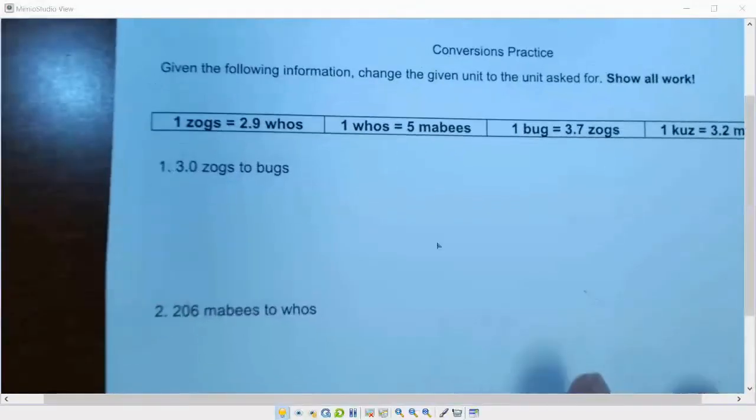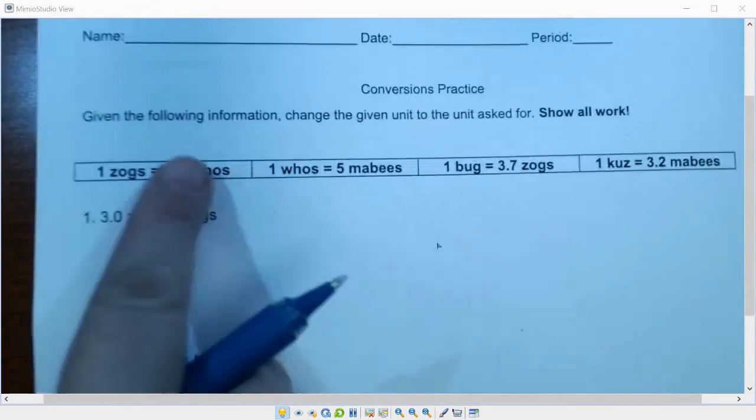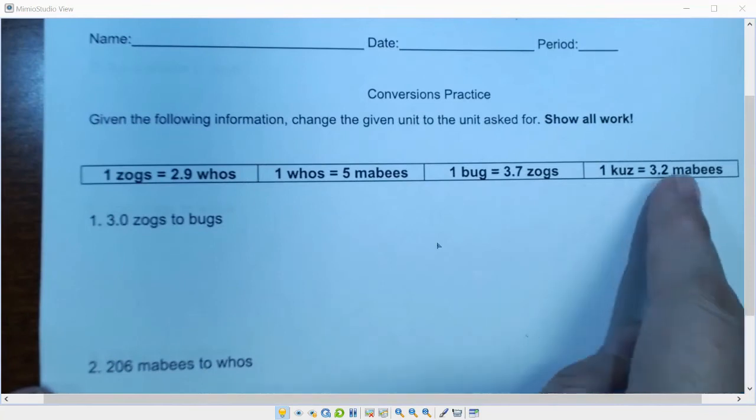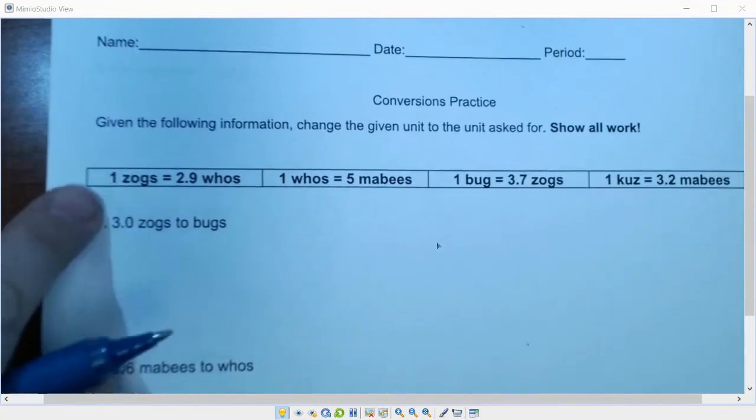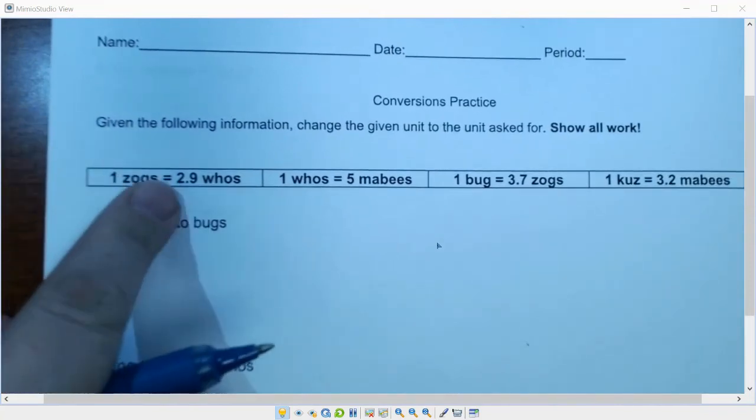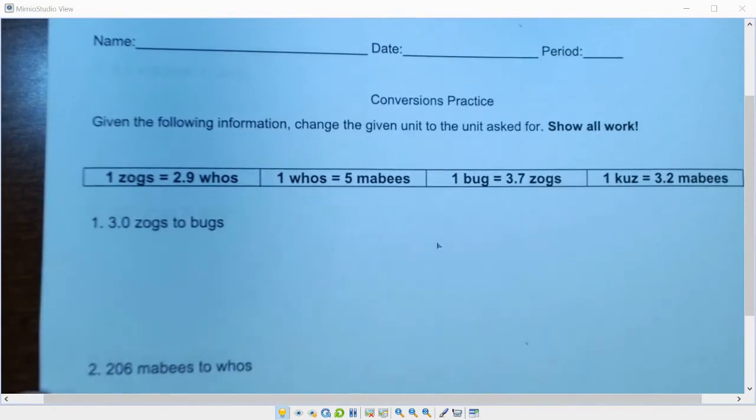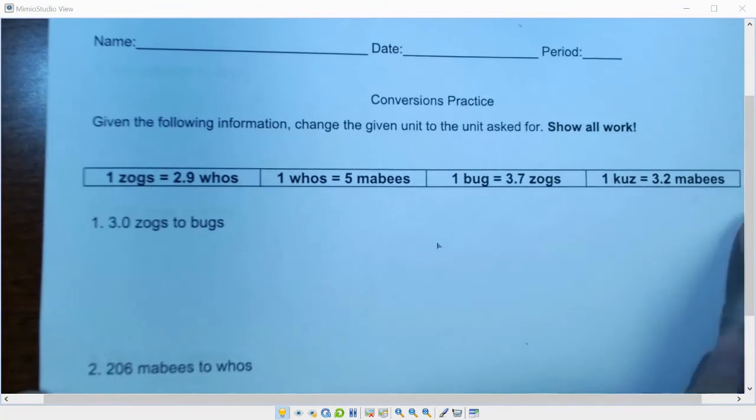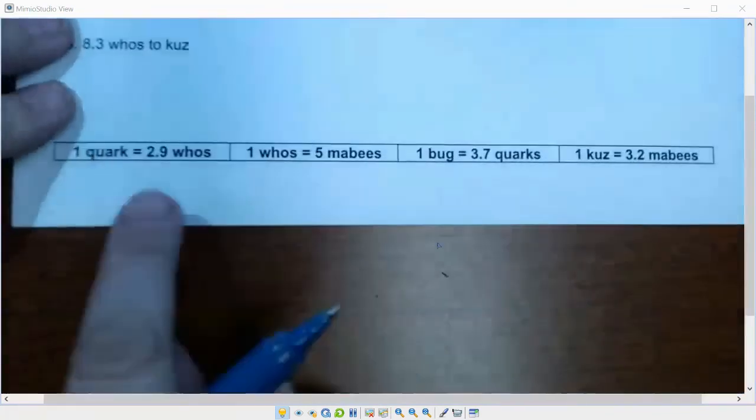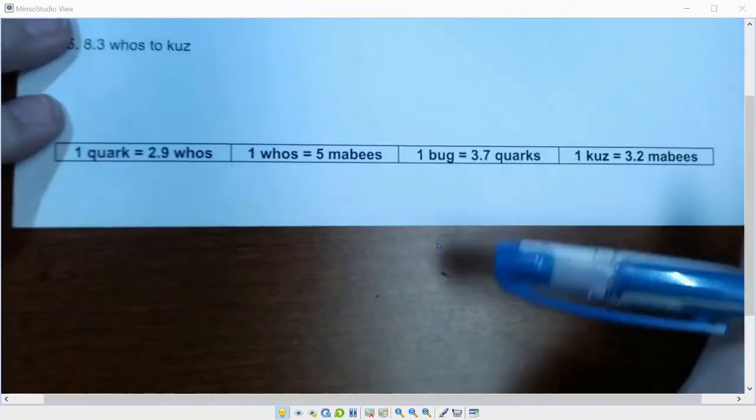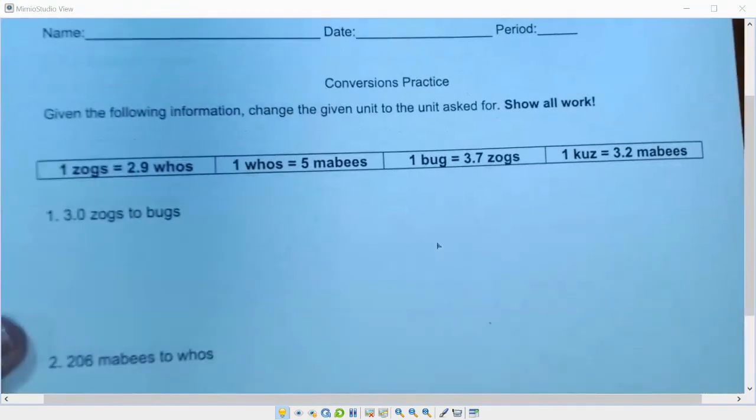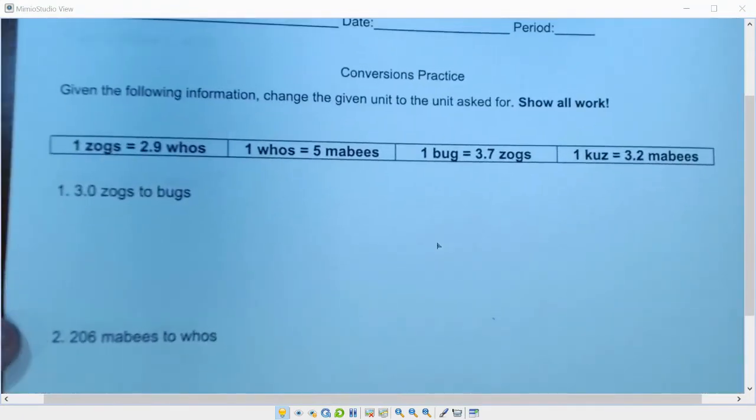So let's try a couple together from this conversion practice page. All of these are unfamiliar units because they are completely made up. So a conversion factor of 1 zog equal to 2.9 who's, or 1 who is equal to 5 maybes, and so on and so forth. So there's some up here. There's also some at the bottom of this page, some different conversion factors. So I'll do a couple of these and then you can complete the rest and then submit those to this assignment.